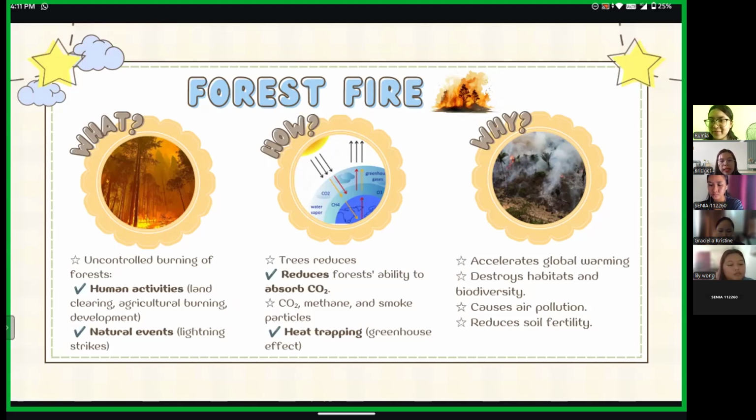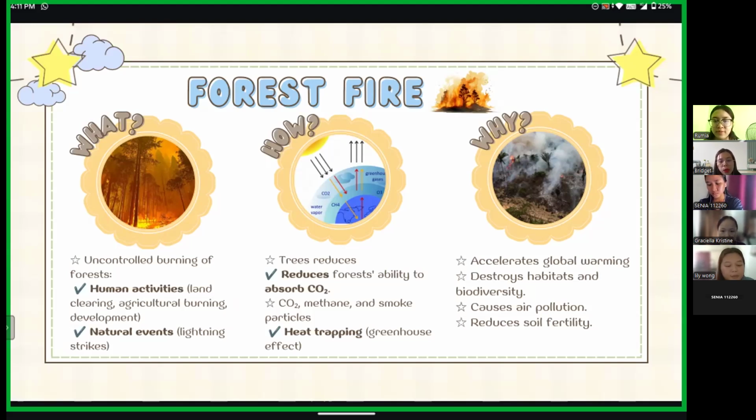Rising temperatures increase evaporation and dry out vegetation. Drought conditions create ideal fuel for the fires itself. So as a result, forest fires become more common, larger, and more difficult to control.